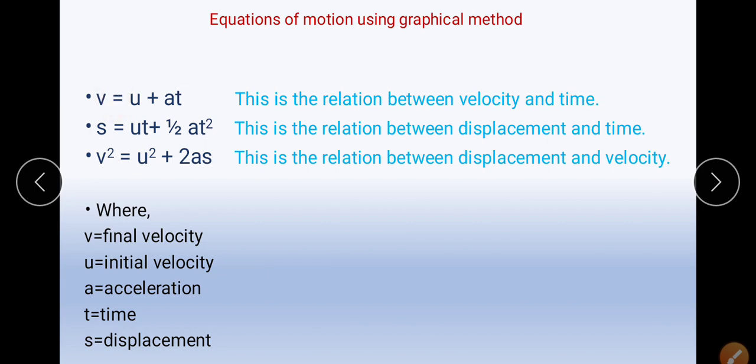v = u + at. This is the relation between velocity and time. s = ut + (1/2)at². This is the relation between displacement and time. v² = u² + 2as. This is the relation between displacement and velocity. Here v is the final velocity, u is the initial velocity, a is the acceleration, t is the time, s is the displacement. These are the very important equations which we use to define a motion.